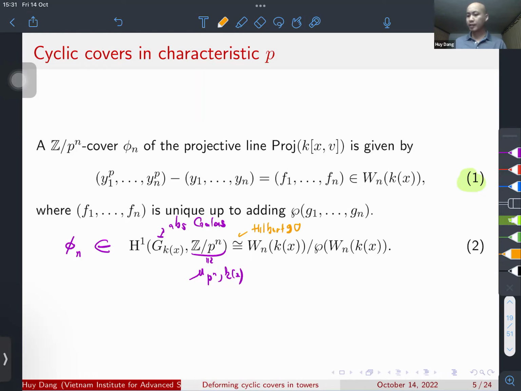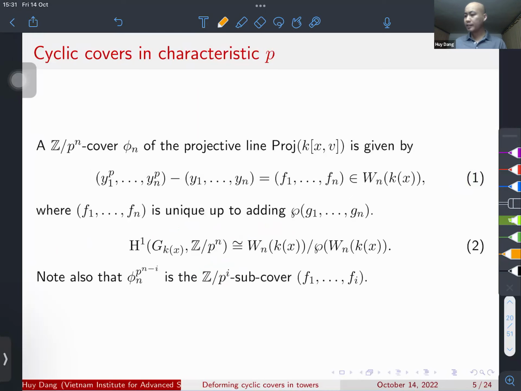When we think about something as a character, then we can apply representation theory and talk about the product of characters. So it's nicer when you think about it this way. For instance, when you take the power of the original one to the p^{n-i}, you obtain the Z mod p^i subcovering, and it's given by the first i entries of the original bit vector. From this one, you obtain this one.